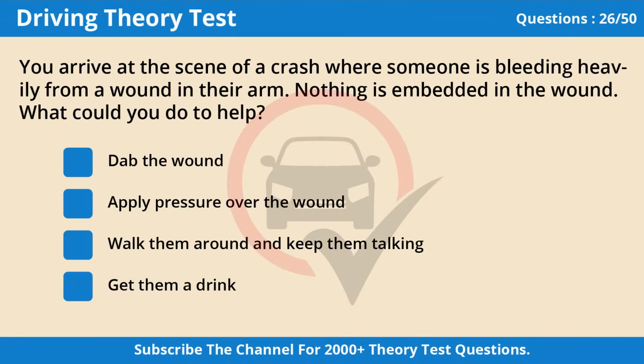Question 26. You arrive at the scene of a crash where someone is bleeding heavily from a wound in their arm. Nothing is embedded in the wound. What could you do to help? A. Dab the wound. B. Apply pressure over the wound. C. Walk them around and keep them talking. D. Get them a drink.